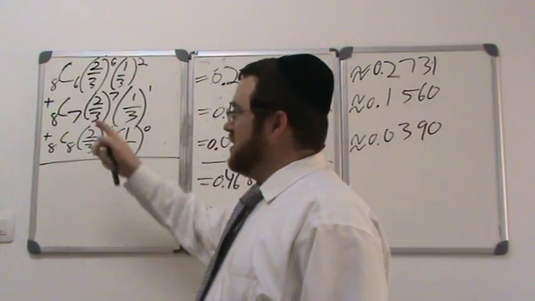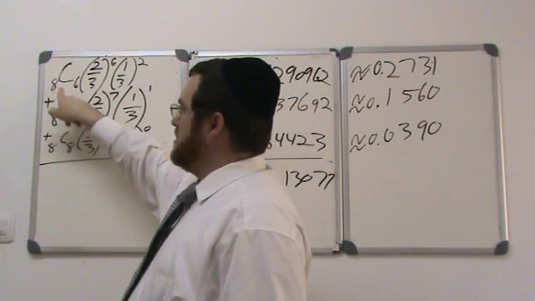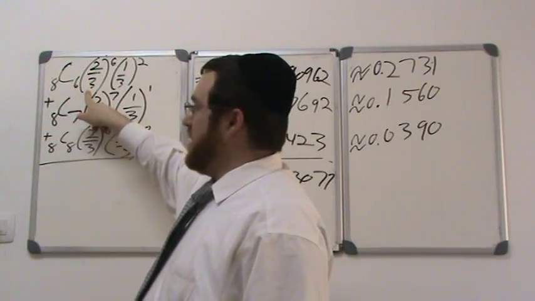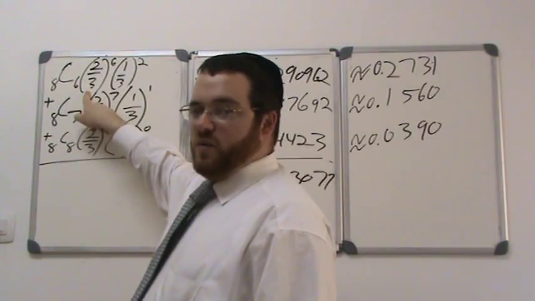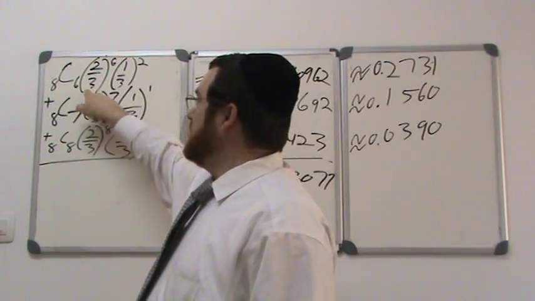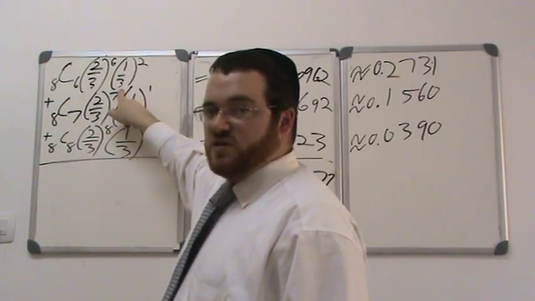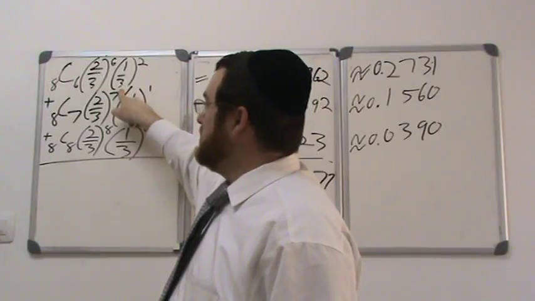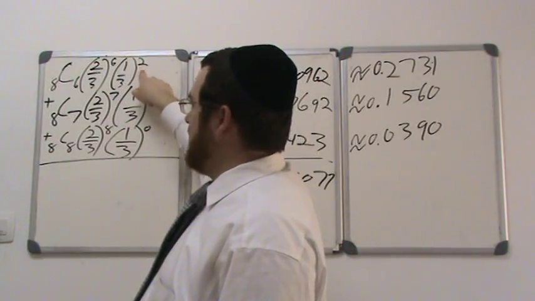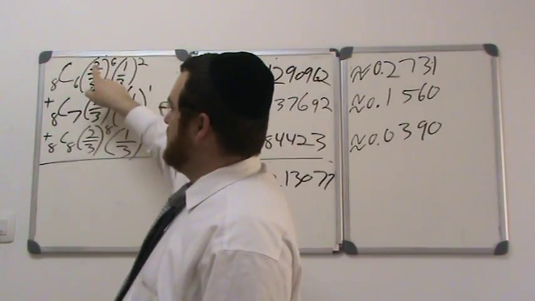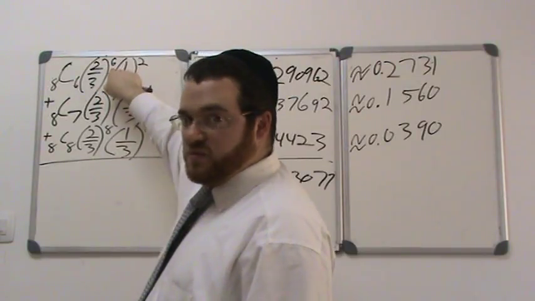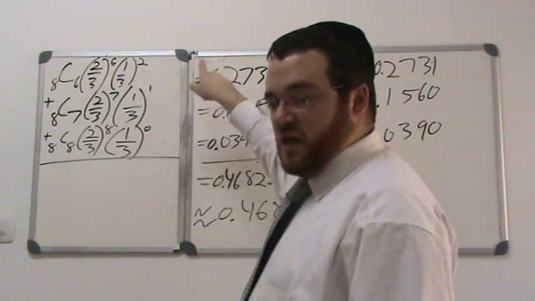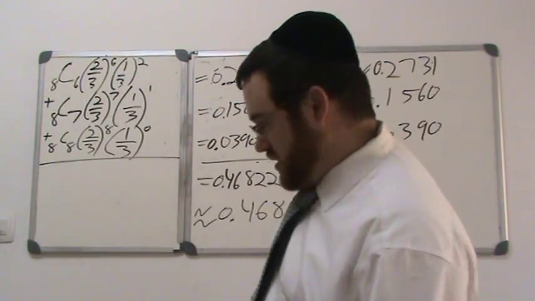So the probability of winning 6 out of 8 games is 8 combination 6 times the probability that they will win. The probability that they will win is 2 out of 3, and we want them to win 6 times, so it's 2 out of 3 to the 6th power, times the probability of losing. If they win 6 out of 8, they're going to lose 2 out of 8 times, and the probability of losing is 1/3, so it's 1/3 to the 2nd power. So again, it's 8 combination 6 times 2 over 3 to the 6th power, times 1 over 3 to the 2nd power. When you put that together, for this you'll need your calculator.